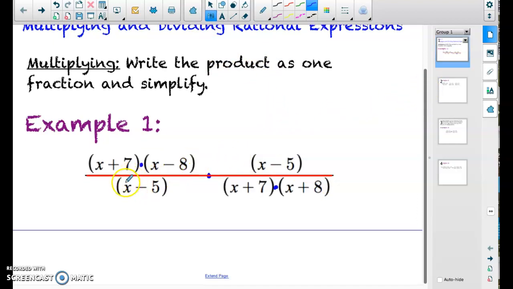And so I'm going to be looking for the same factors in the numerator as there are in the denominator. So I have an x plus 7 here, and I have an x plus 7 in the denominator. So those divide and make 1. That's why they cancel each other out. I have an x minus 8 on the top, but I don't have an x minus 8 on the bottom. I have an x plus 8, so because they are not exactly the same, I cannot cancel them. In the numerator over here, I have an x minus 5, and I have an x minus 5 in the denominator over here, so those can cancel.